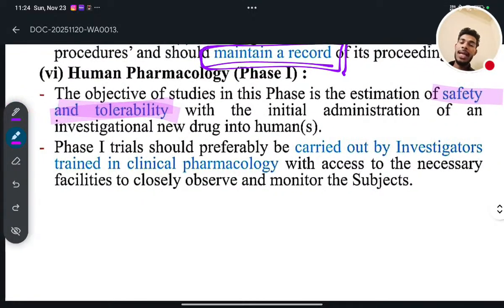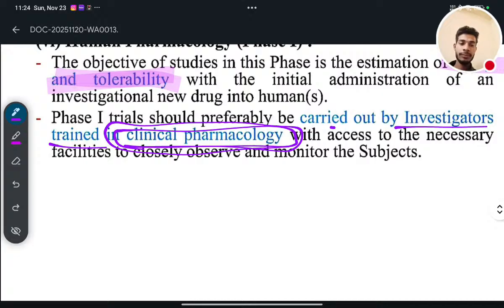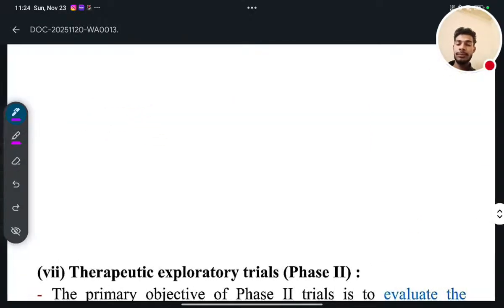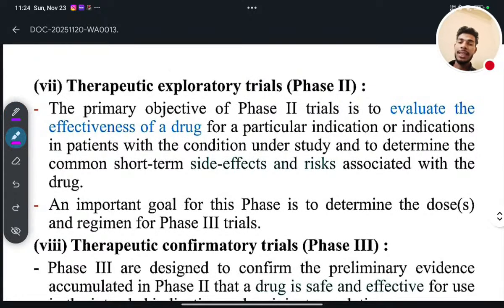And phase 1 trials should preferably be carried out by investigators trained in clinical pharmacology. Phase 1 should be carried out by investigators who are trained in clinical pharmacology. Then we will see phase 2. In phase 2, what is tested? The primary objective of phase 2 is to evaluate the effectiveness of the drug.